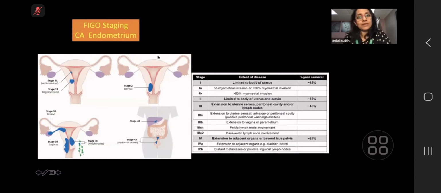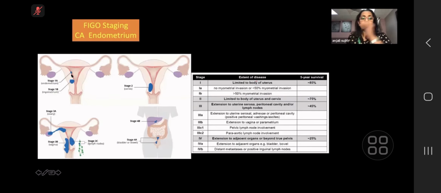Now, staging of CA endometrium, CA cervix, and CA ovary have been asked in the exam. So it's important to be aware of the staging. In stage 1, it's confined to the uterus. Stage 1 again has stage 1A and 1B. Stage 1A, the tumor invades less than 50% of the myometrium, whereas in stage 1B, more than 50% of myometrium is involved. Now, why is this important?